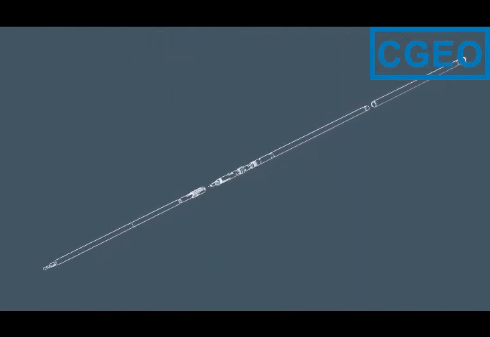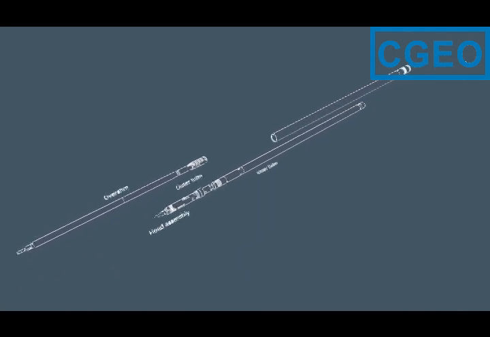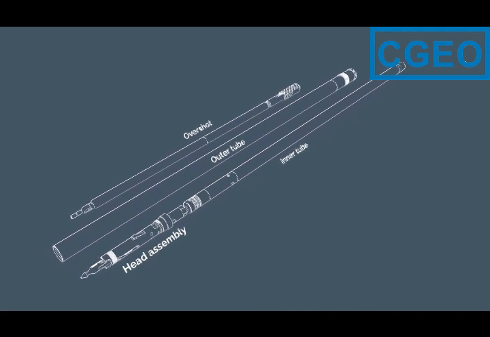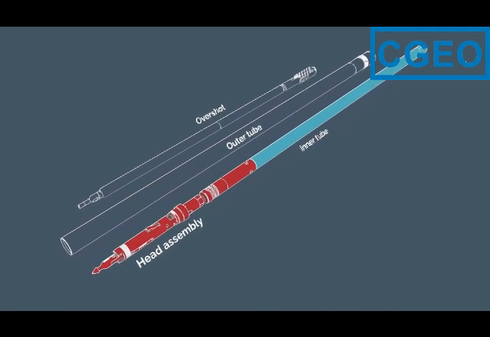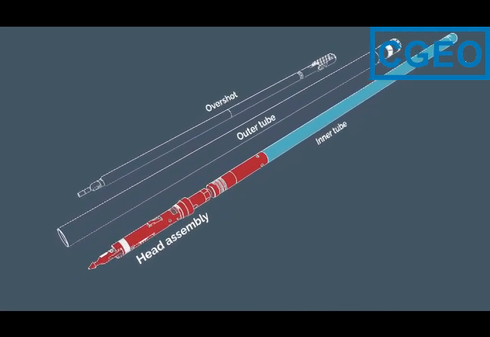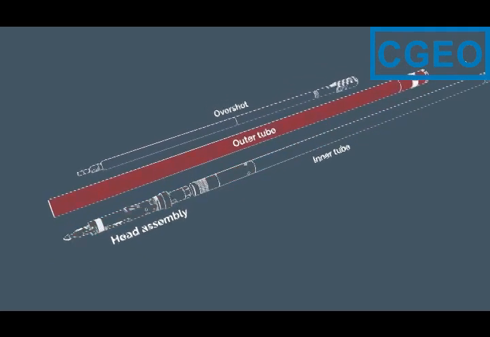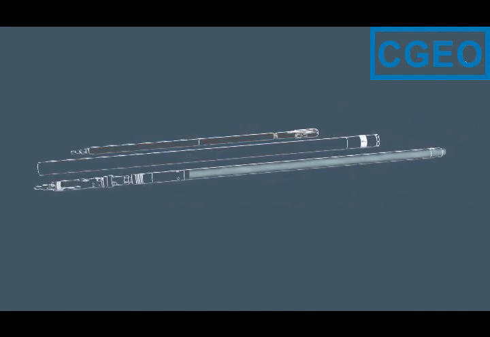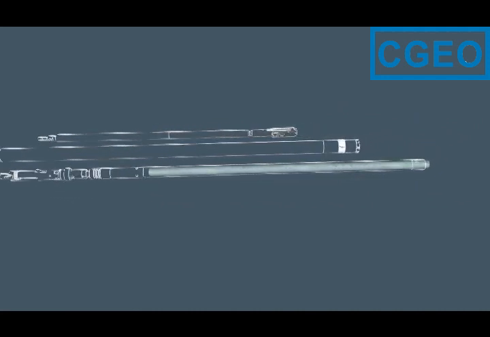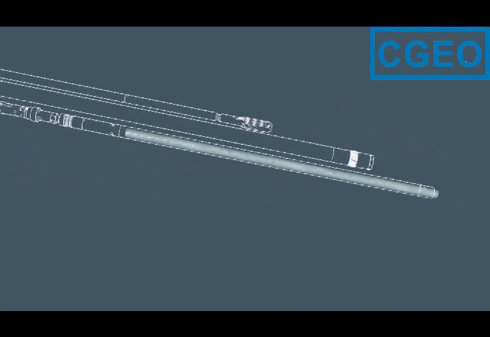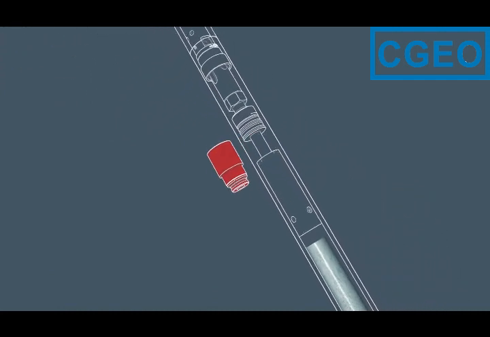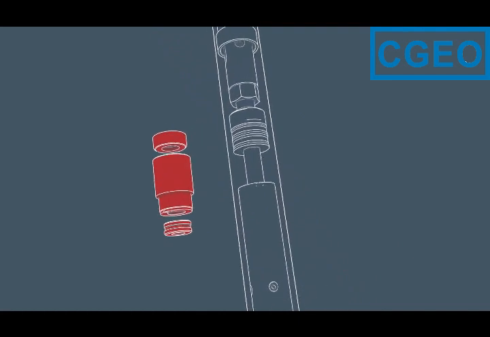The wireline core barrel consists of three basic components: the inner tube assembly, which consists of the inner tube and the head assembly, the outer tube assembly, and the overshot. The purpose of the inner tube is to store the core sample during drilling. To prevent rotation of the inner tube, the head assembly is equipped with a set of ball bearings.